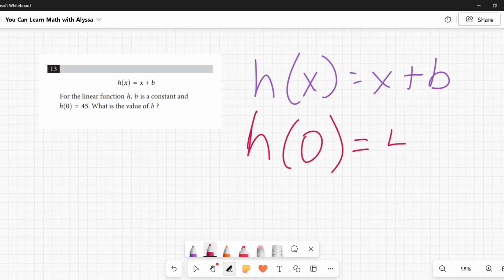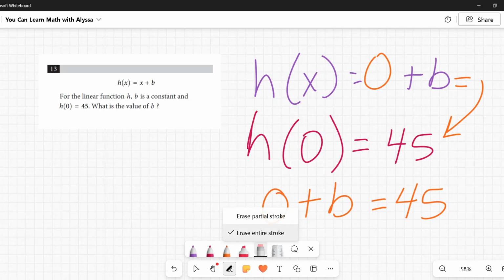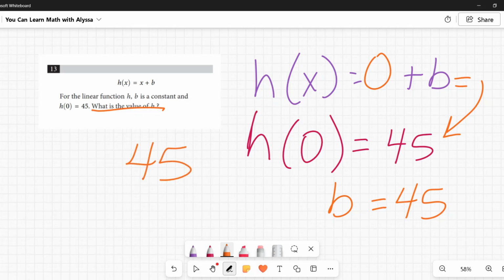Our second piece of information is that h of 0 equals 45. So it says when we plug in 0 for x, so right here, here's our 1 x. If I replace that x with 0, and I do that math, I am going to get 45. So if 0 plus b equals 45, we know a number plus 0 is just that number, so 0 plus b is the same as just b. I know that b is 45. And that answers the question. The question is, what is the value of b? And there is my answer. b is 45.